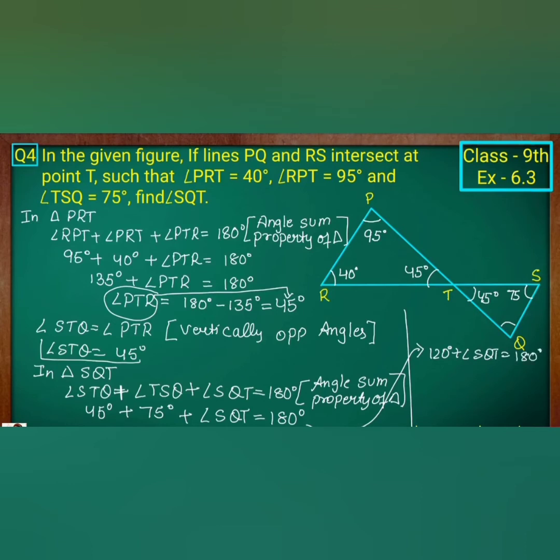Okay. Now we can find the value of angle SQT. Angle SQT equal to, just transfer that 120 to the opposite side. So angle SQT equal to 180 degree minus 120 degree. So now tell me what's the value of angle SQT. Just subtract it. 180 degree minus 120 degree equal to 60 degree. That's it. This is our final answer.